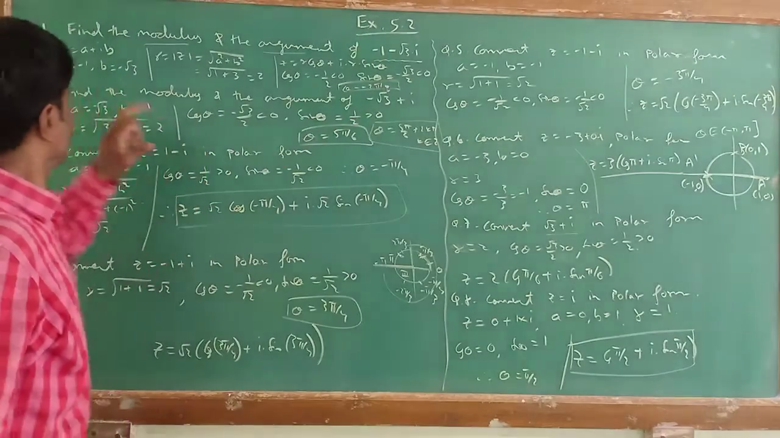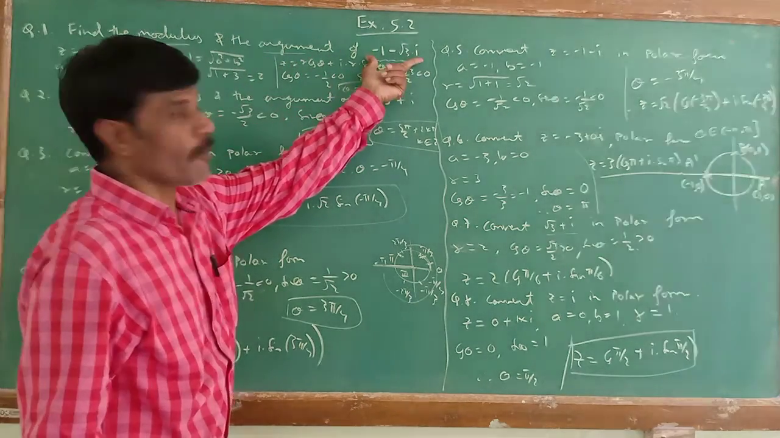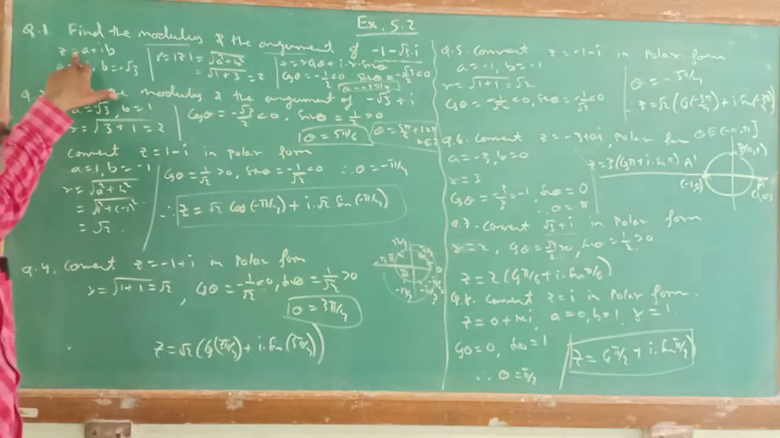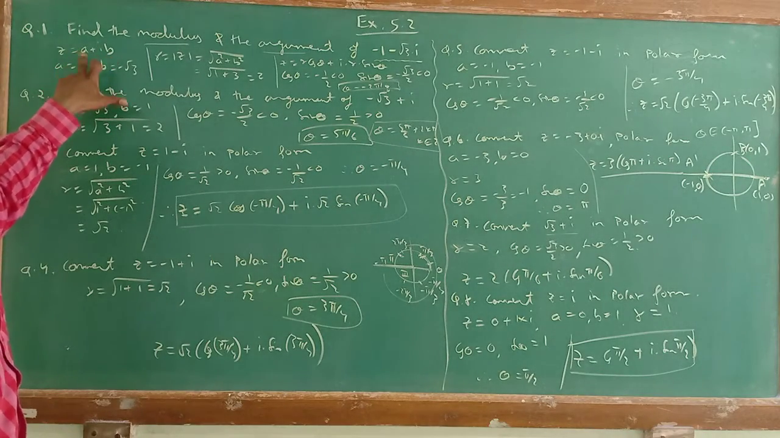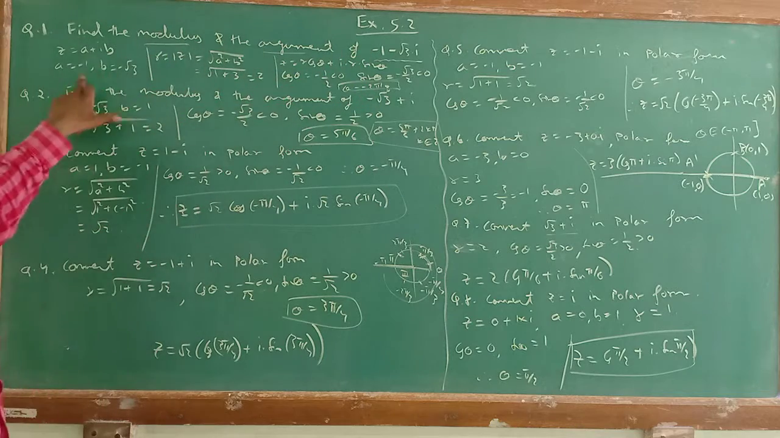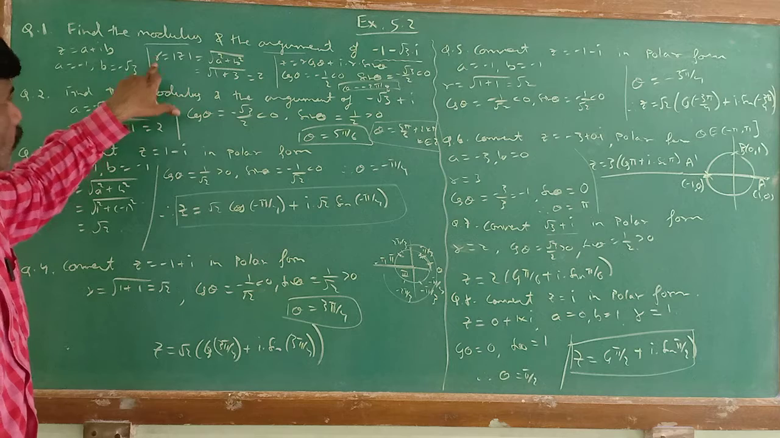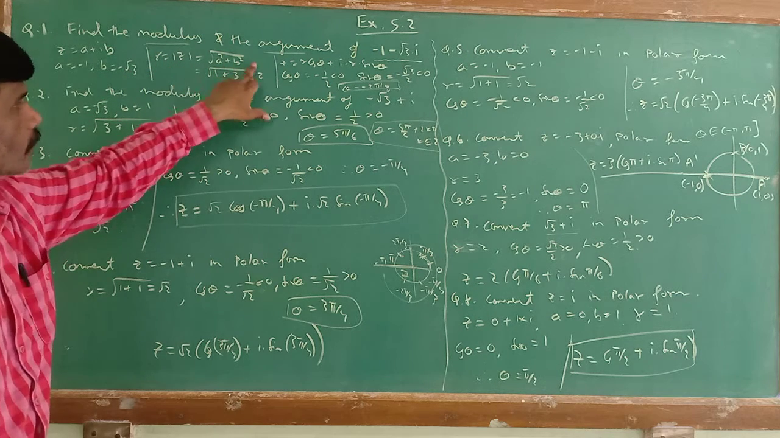Exercise 5.2, question number 1. Find the modulus and the argument of the complex number -1 - √3 i. The method is: first of all, write it in the normal form z = a + ib. Compare: a = -1, b = -√3. Then the magnitude or modulus is denoted by r, and it is also written |z|, and it is defined as the root of a square plus b square.